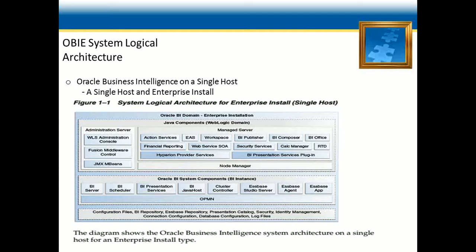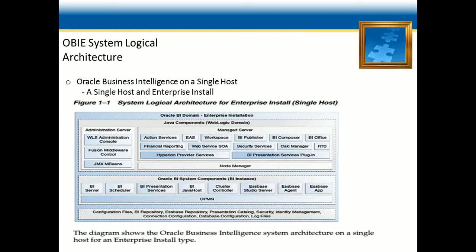Third, the managed server. The managed server is also a component of the enterprise install. It is deployed as a JEE container, which runs in a dedicated Java virtual machine, and it provides the runtime environment for the Java based services and applications within the system. The node manager provides process management services for the administration server and managed server processes.